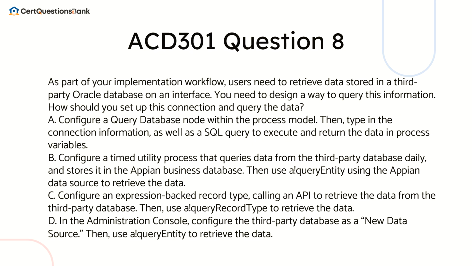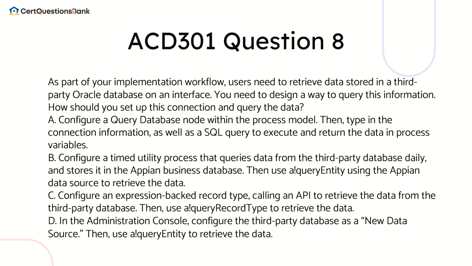As part of your implementation workflow, users need to retrieve data stored in a third-party Oracle database on an interface. You need to design a way to query this information. How should you set up this connection and query the data? A. Configure a query database node within the process model. Then, type in the connection information, as well as a SQL query to execute and return the data in process variables.